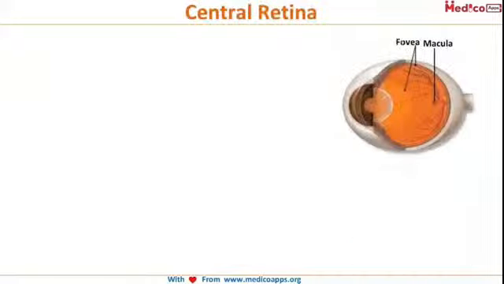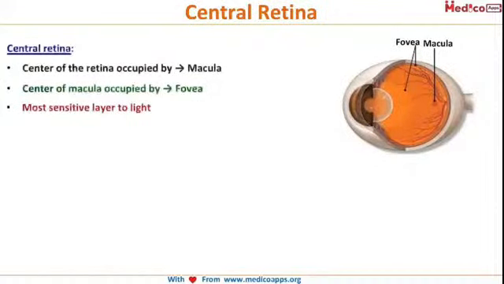Now we will see what the central retina is made up of. The center of the retina is occupied by the macula. Okay, this region is the macula, all of this, and the center of the macula is our fovea. This fovea is the most sensitive to light in the entire eye. The fovea is the most sensitive part to the light.